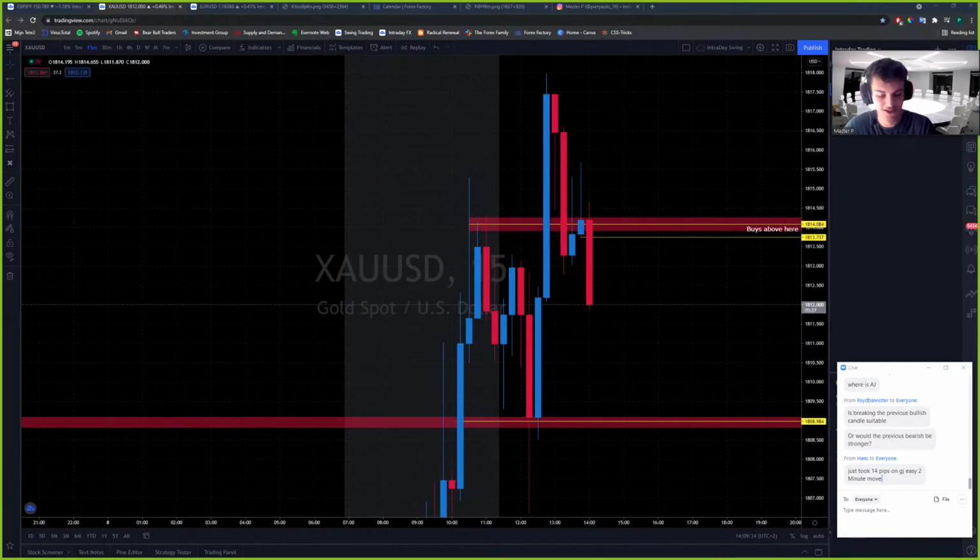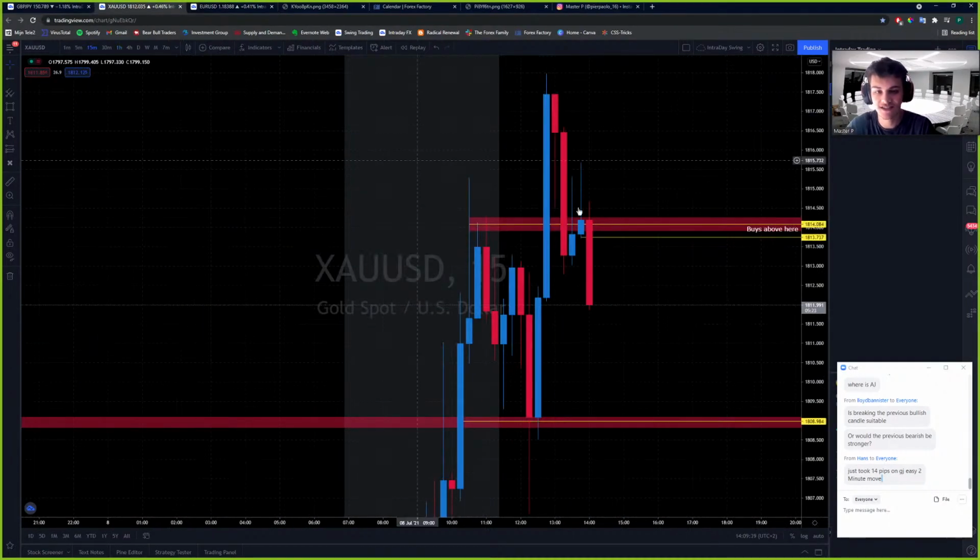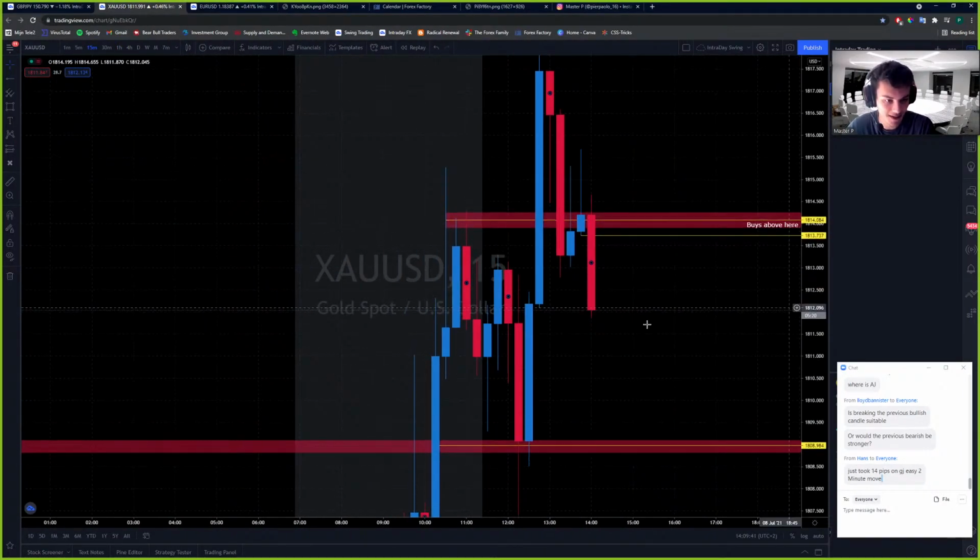Nobody trades EU, it's shit. Yeah, fuck EU, man. I think EU is just such a basic pair, I think.